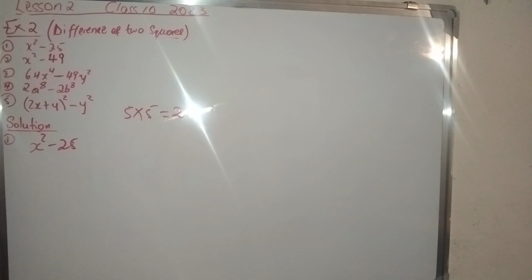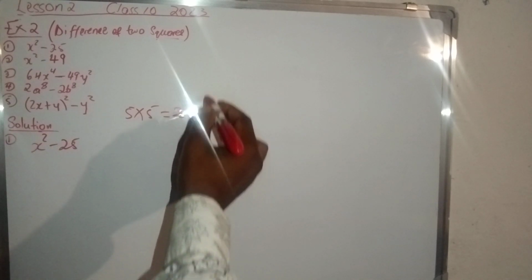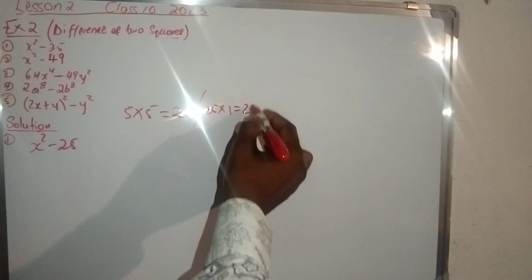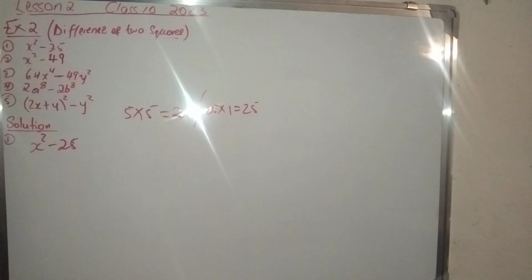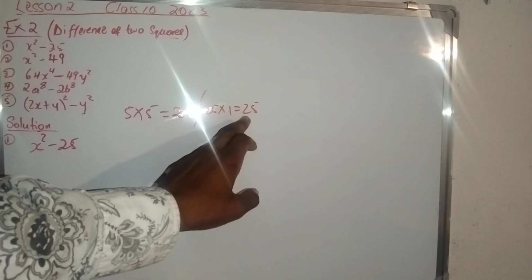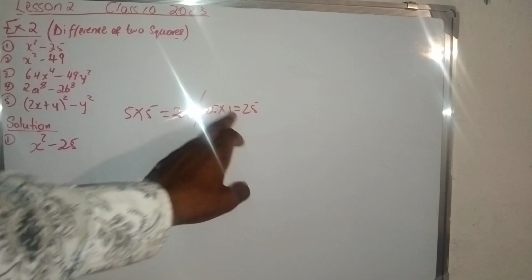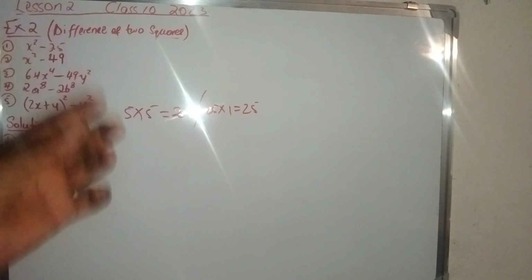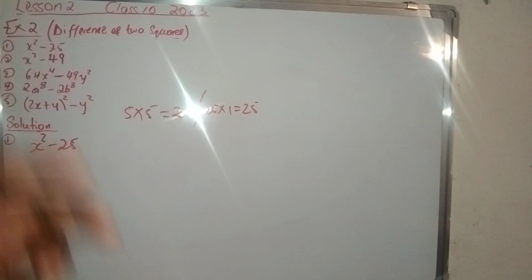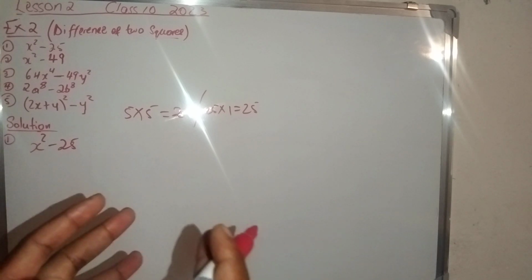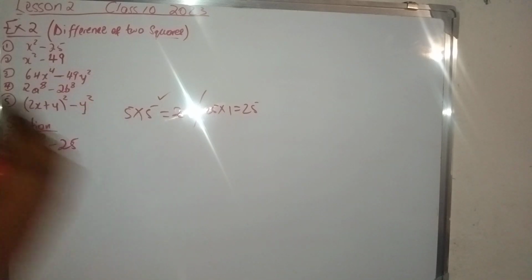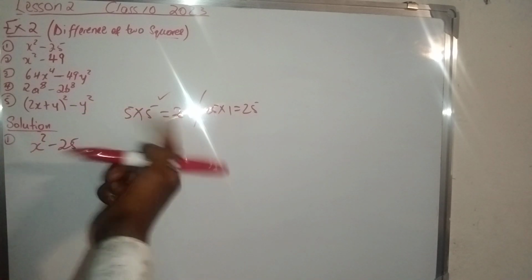Maybe you can also use 25 times 1, which is 25. But 25 times 1 is not the difference of two squares. The difference of two squares is whereby you take the two numbers that are the same, so that when you subtract them, they must give you 0. So that means we're going to look at 5 times 5. Okay, 5 times 5 is 25.